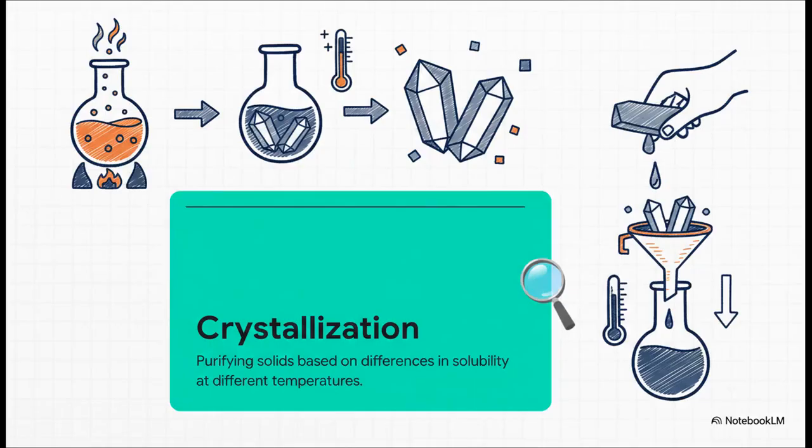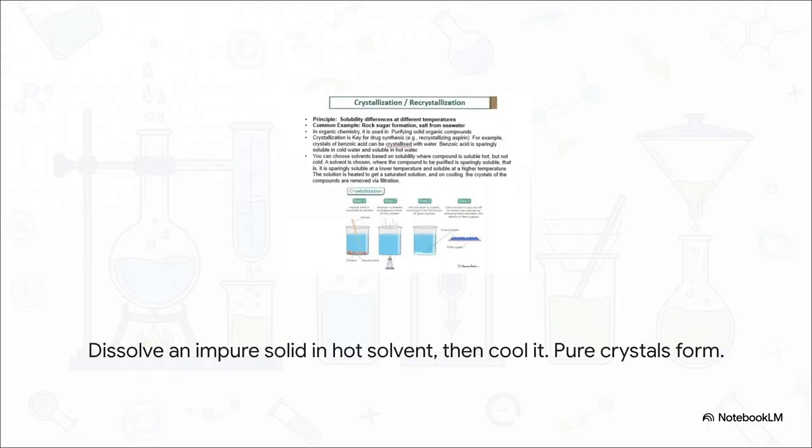Now for a really cool technique used to purify a solid that's already solid but just impure. It's called crystallization. And the whole process hinges on one simple fact. Most solids are much more soluble in a hot solvent than they are in a cold one. So we're going to exploit that temperature difference to grow these beautiful, pure crystals. Let's just walk through it together. First, you take your impure solid and you dissolve it in the absolute minimum amount of hot solvent.